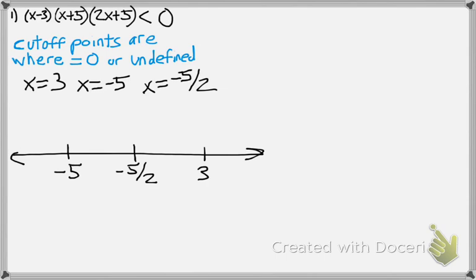So the first region, I'm looking for a number that's less than negative 5. I'm going to choose negative 6. And if you plug that in, you'll get negative 63. Now, I don't care about the fact that it's 63. I care about the fact that it's negative. So I can actually put a negative here because that region will be negative.